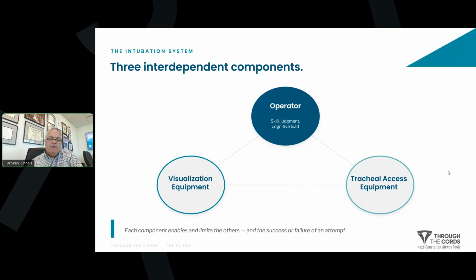If we have the best visualization equipment, which is hands down a video laryngoscope, and we have great tracheal access equipment in the form of dynamic access, but a medical student at the helm, that medical student's skills and knowledge is going to be the rate limiting part of that system. So each component enables and limits the other components, and success or failure of any attempt depends on the weakest part of those components.